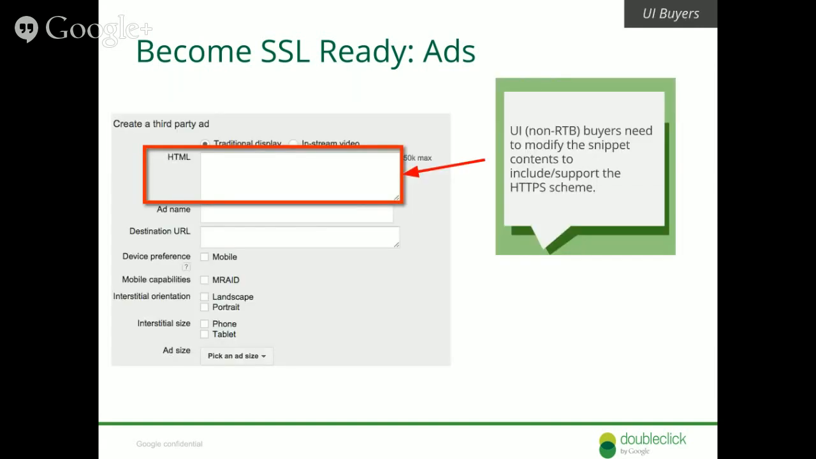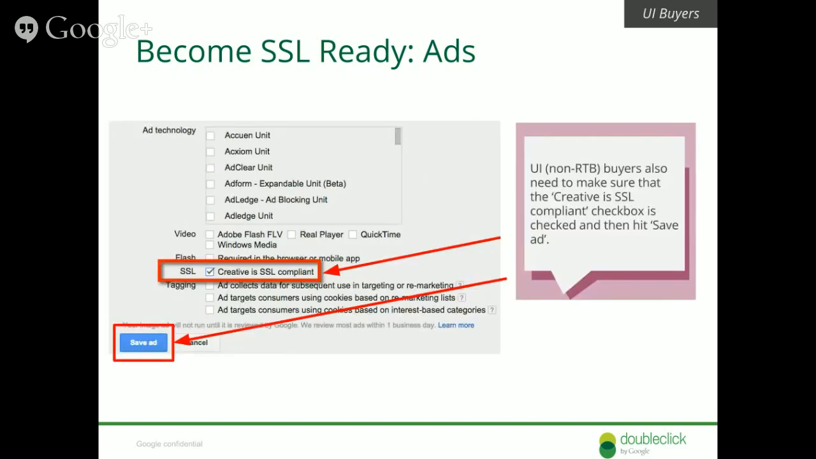Okay, now moving on to what this looks like for non-RTB buyers, for our UI buyers. So there are really 2 steps involved here. One is making sure that the snippet or ad tag that you're providing in the HTML section of the ad level settings is secure. So again, just ensuring that the contents of that HTML field support the HTTPS scheme. So you actually need to make sure you update that portion of the third-party creative there. And then the second step is just making sure that you have the SSL checkbox checked off.